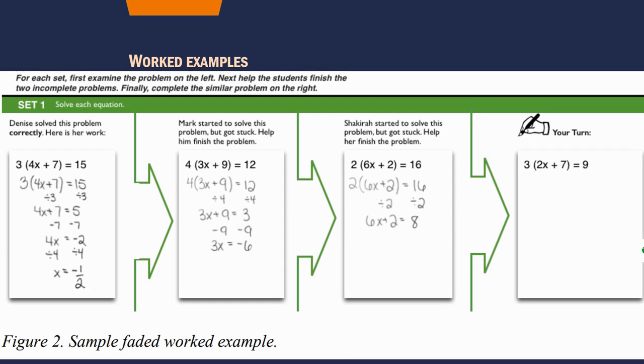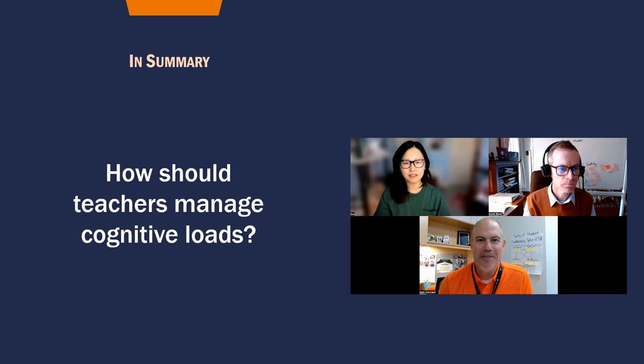This can also be done through what's called a faded worked example, where the entire problem and solution is done in the first problem, and additional similar problems are posted for the student with varying levels of completeness. In this example, students are to find errors for unfinished work before eventually doing it themselves completely. You'll note that the requirements for what the students are doing are in direct alignment with the example the teacher gave. So Sue, how should teachers manage cognitive loads?